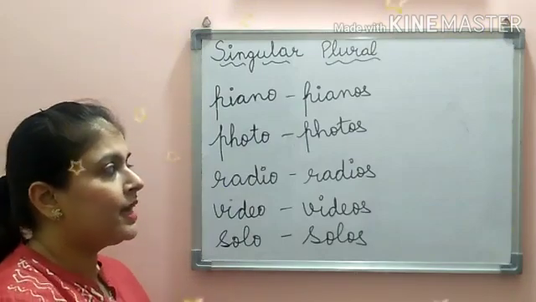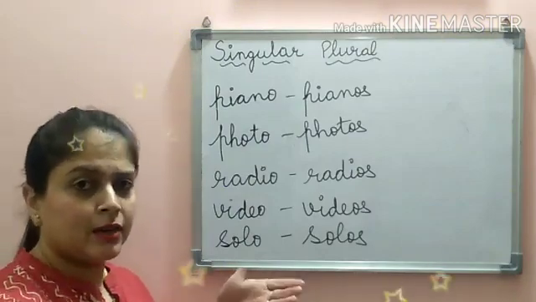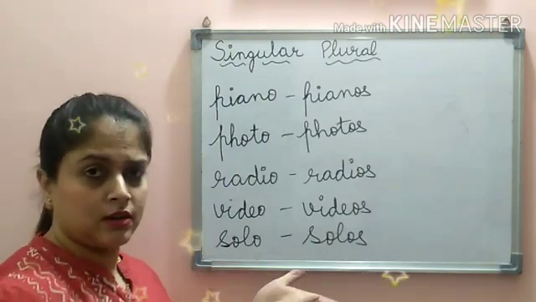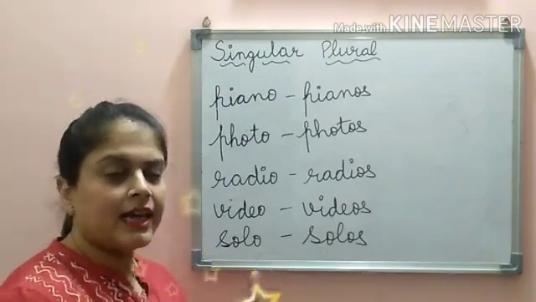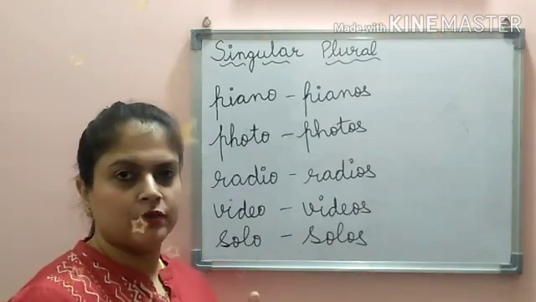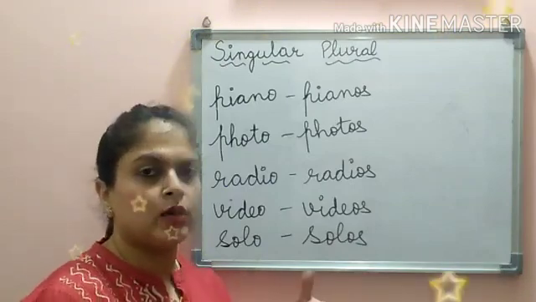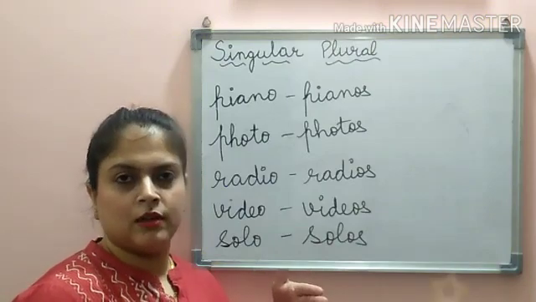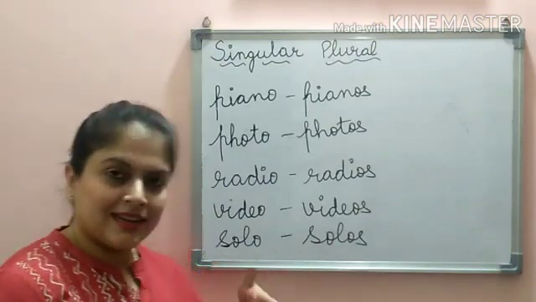Now only irregular naming words, irregular singular words are left. That I am going to continue in the next part. The third part of the video is going to be on the irregular singular plural. So, till then, bye.